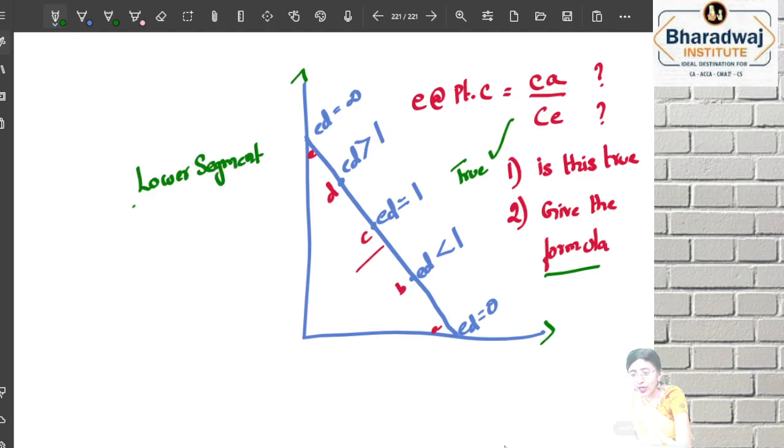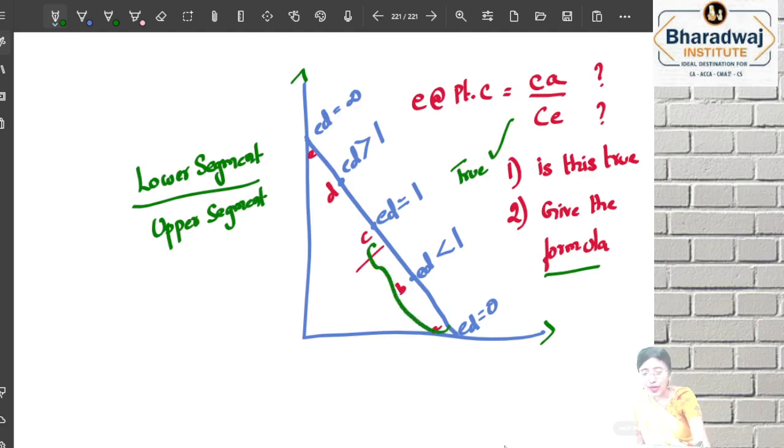This is one kind of question they can ask you. Lower segment by upper segment. So now this is the lower segment of point C, and anything above that is the upper segment. Do you see? So it is true. So this is lower segment by upper segment, CA by CE. Remember the formula, revise the formula.